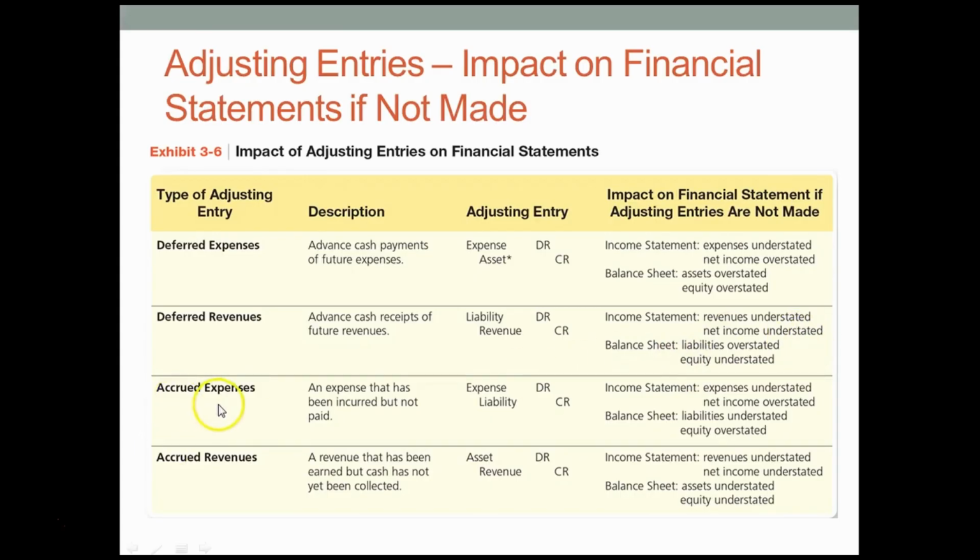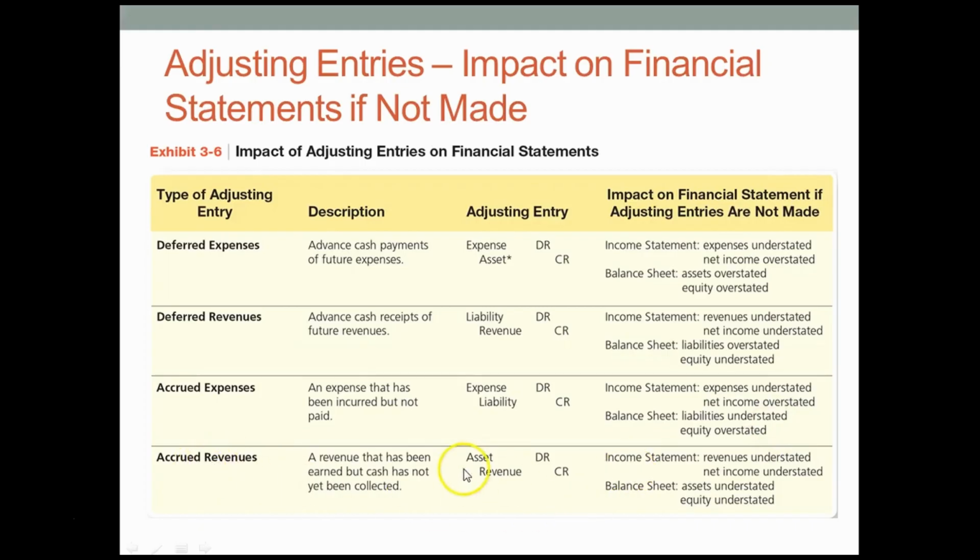Accrued expenses, again, we go through, we see that an expense is not included that should be. So our expenses again are understated, our net income is overstated, and the liability is understated because we basically needed to create a payable here, but if we didn't do the adjustment, that payable is not there, and so our equity would be overstated and our liabilities would be understated.